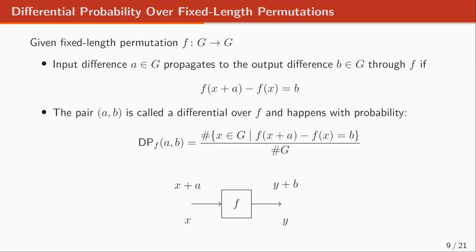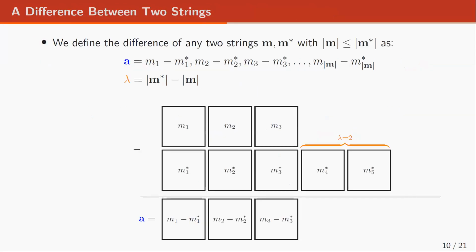Here you just have a quick figure that explains what it means to have AB differential. So we would like to define differential probability over parallel F, but classically it's defined over fixed length permutations. So we have to decide how we define an input difference when we have arbitrary length.